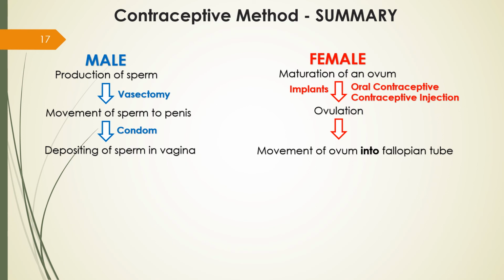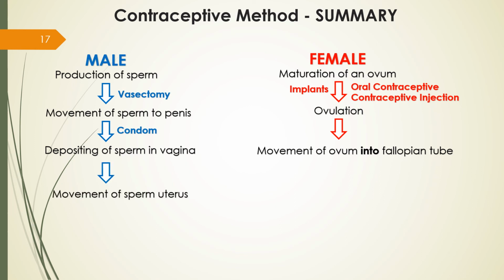And once your egg has matured, how do I avoid the movement of the ovum into the fallopian tube? Actually, you don't avoid it, okay? After you release it, the egg will go to the fallopian tube. You don't have any technique to avoid this.